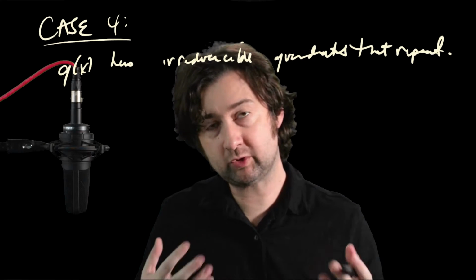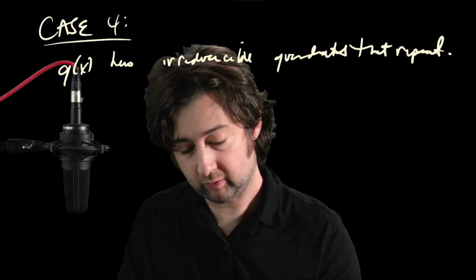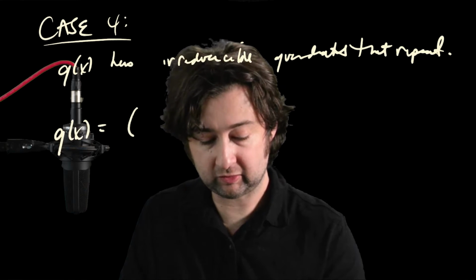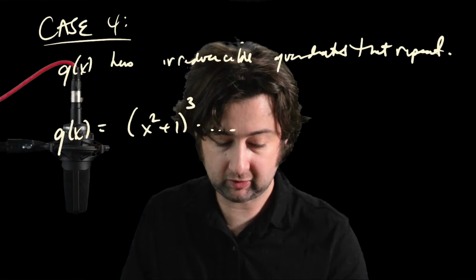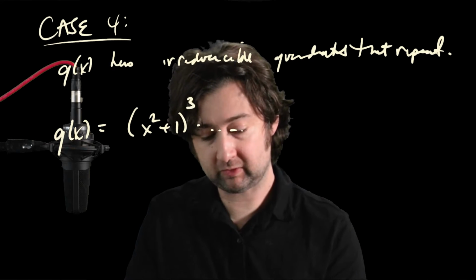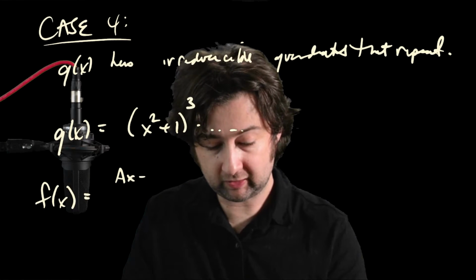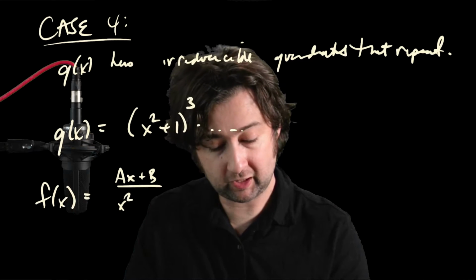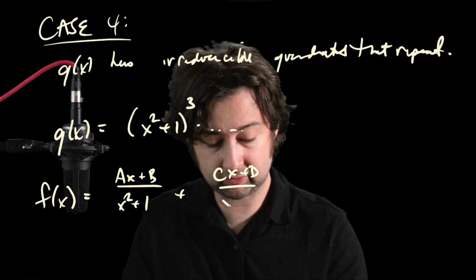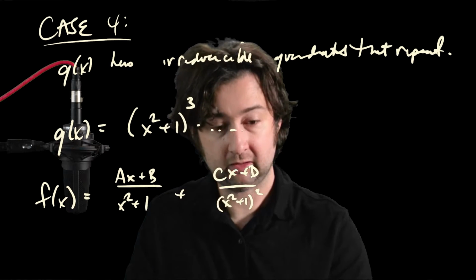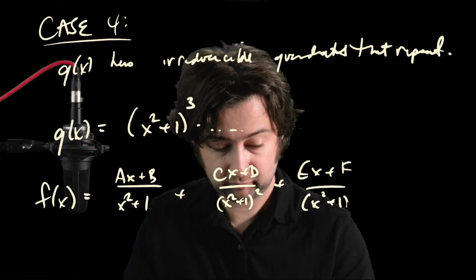And here we've got the same sort of structure that we saw in the earlier examples of the rational functions. So, for example, if q of x has a term that looks like x squared plus 1 to the third times some linear pieces, then the partial fraction representation of f is going to have an irreducible quadratic fraction for the first copy of x squared plus 1, another irreducible quadratic fraction for the second copy, and another irreducible quadratic fraction for the third copy.